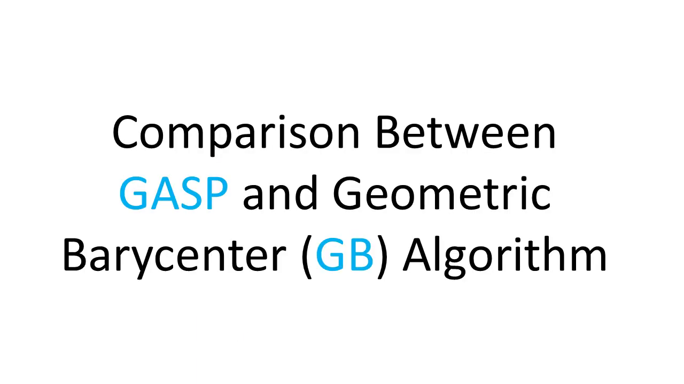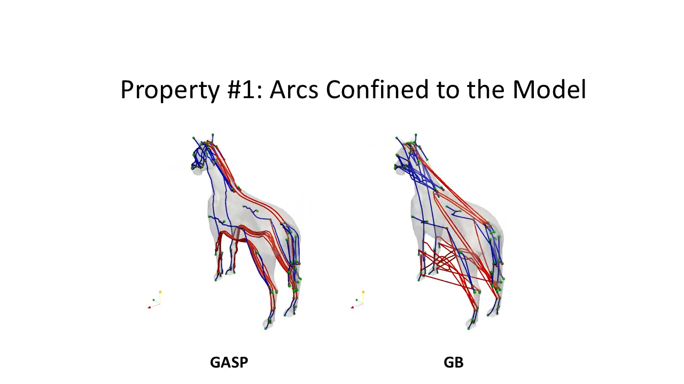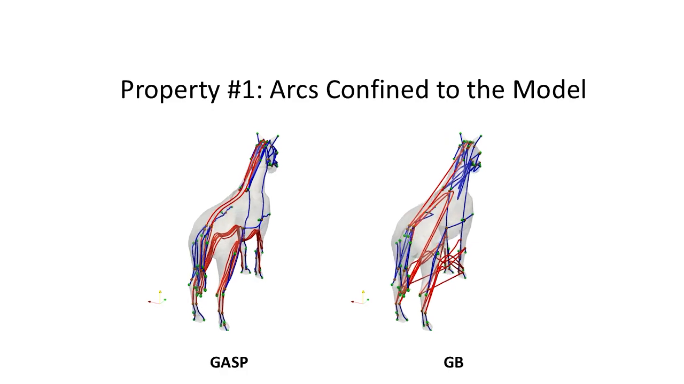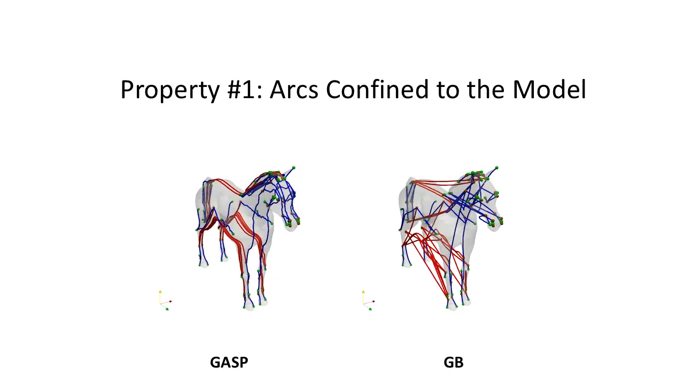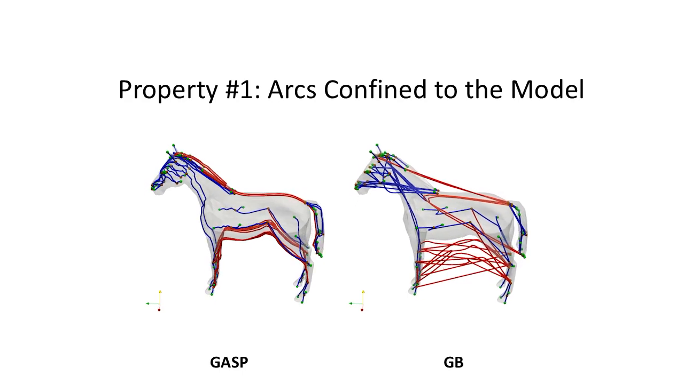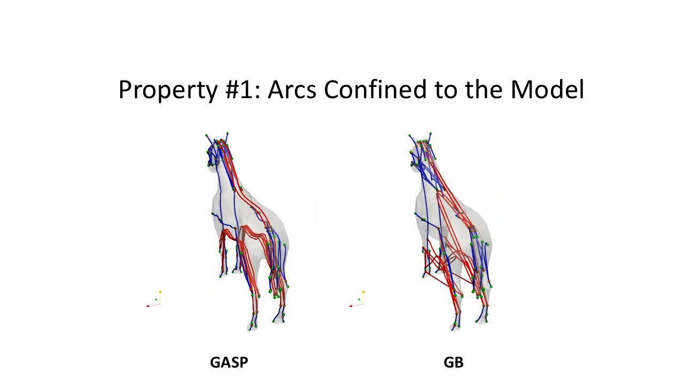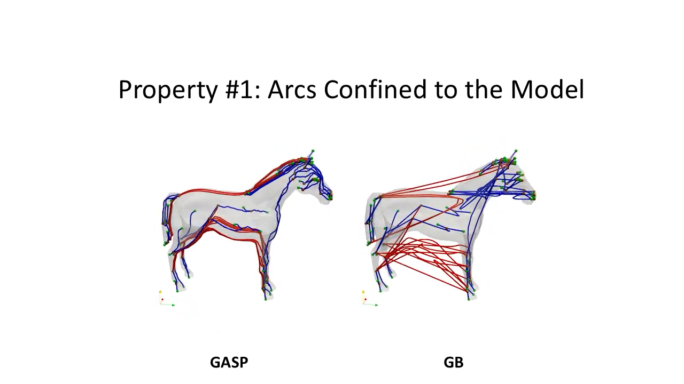Now, we will present the improved results of GASP over the geometric barycenter algorithm, implemented in the state-of-the-practice TTK, for Reeb graph visualization. For the first property, arcs confined to the model, GASP outperforms the geometric barycenter algorithm by confining the arcs within the model. The improvement can be understood by observing the arcs, highlighted in red, which are outside the model, generated by the geometric barycenter algorithm. On the other hand, GASP successfully constrained all the arcs, including the red highlighted arcs, well within the boundary of the model.